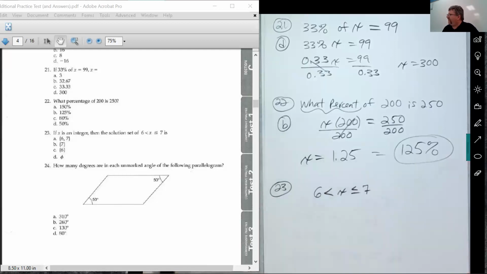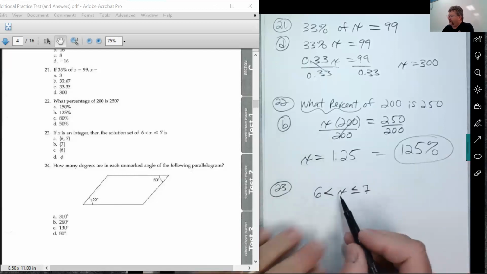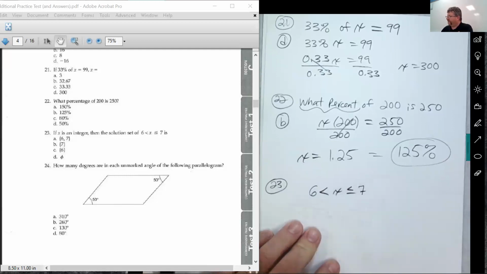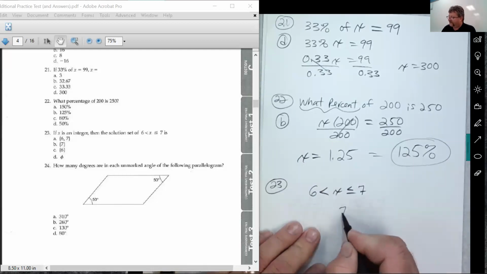What numbers fall into that category? So think about x's perspective. So read backwards. X is greater than 6, so not 6, greater than 6. And now read the other way. X is less than or equal to 7. So if it's less than or equal to 7, 7 counts as a part of my solution. But 6 does not count because it's strictly greater than 6, not greater than or equal to.